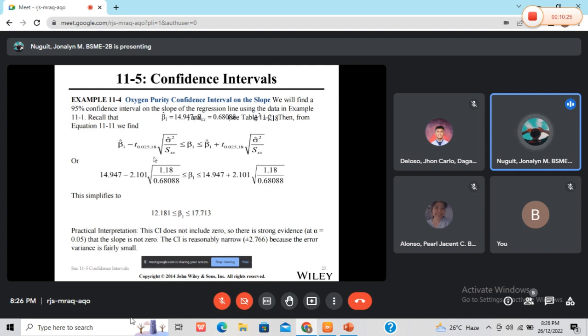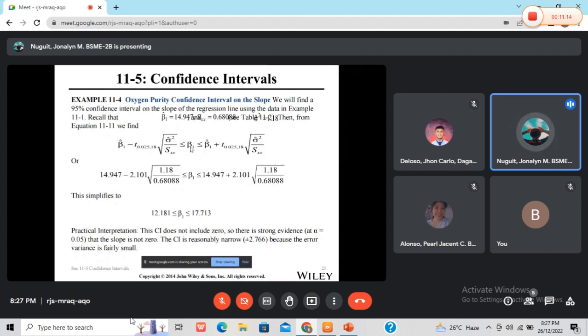Beta hat sub 1 minus t sub 0.025, 18 times the square root of sigma hat squared over S sub xx, less than or equal to beta sub 1, less than or equal to beta hat sub 1 plus t sub 0.025, 18 times the square root of sigma hat squared over S sub xx.